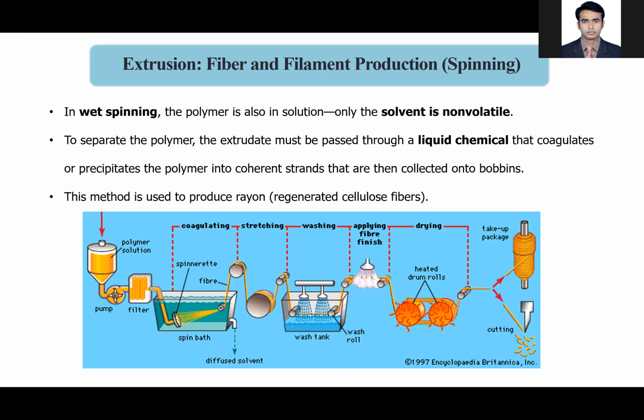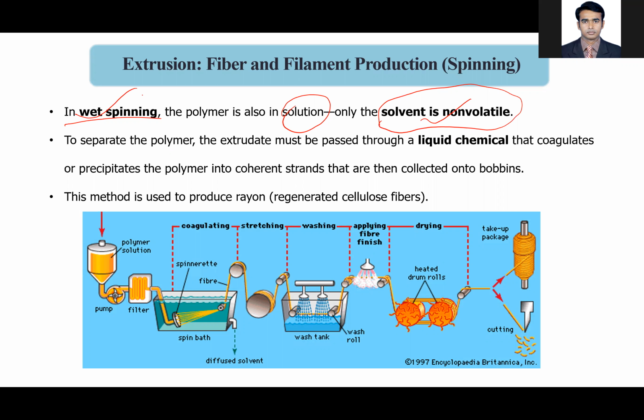No. The next one is wet spinning. In this case, the polymer is also a solution, and the solvent is non-volatile. In the previous case, due to the application of heat, the solvent evaporated because it was volatile. But in this case, the solvent is not volatile. What should we do with those kinds of polymers? This is the wet spinning process that we can use to extract the fibers from the plastic.